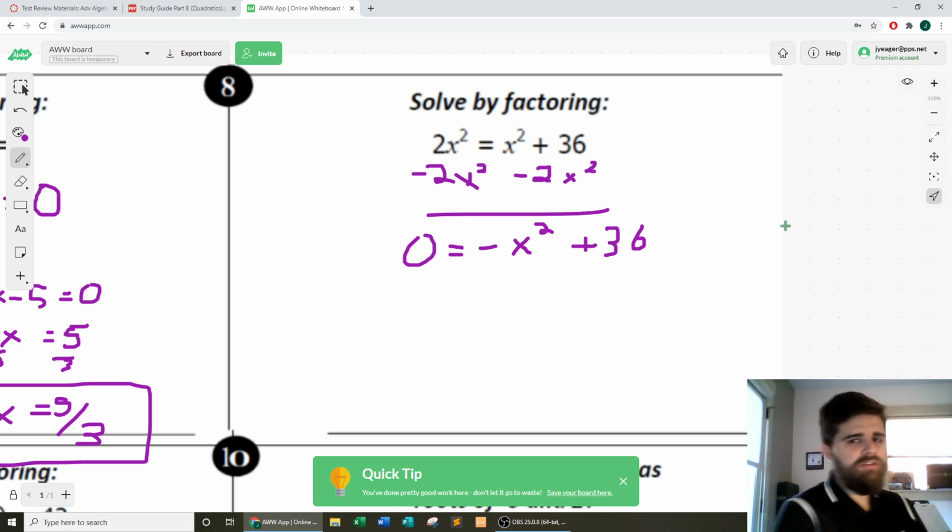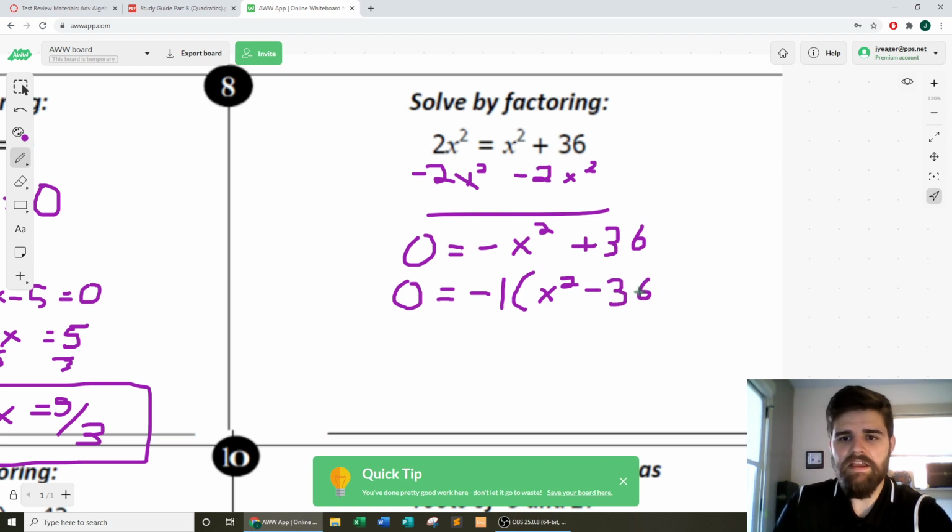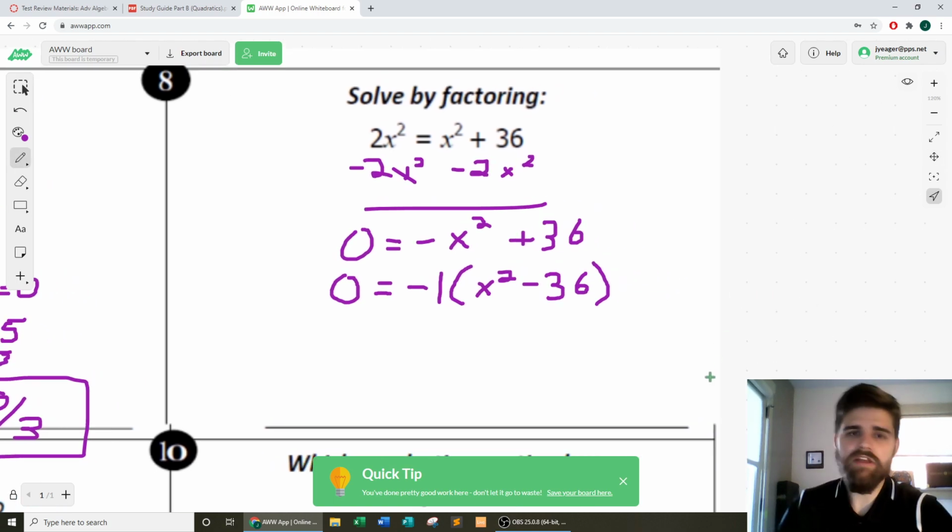Okay, so this one's a little bit different. This is a special type of problem called a difference of two perfect squares. And it's hard to see that at first, but I have this negative in front of the x squared. So if I take that out, basically I'm taking out a negative 1, I end up with x squared minus 36. And that's a difference of two squares, which is a special type of quadratic, which we'll talk about later.